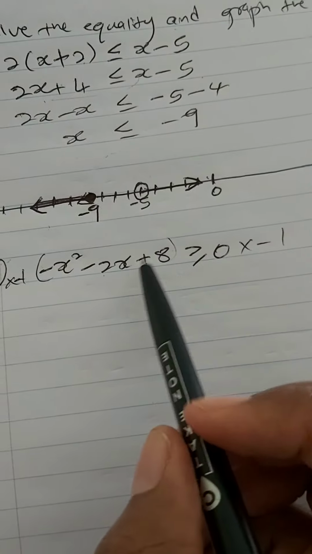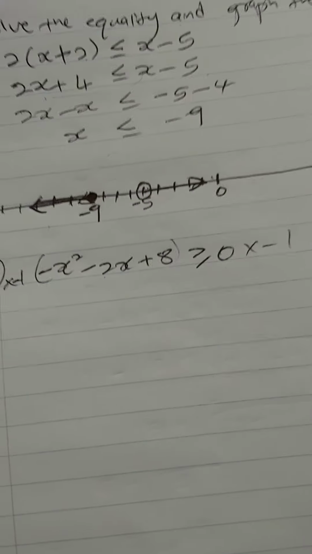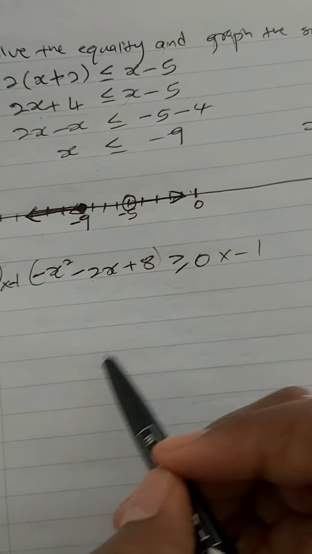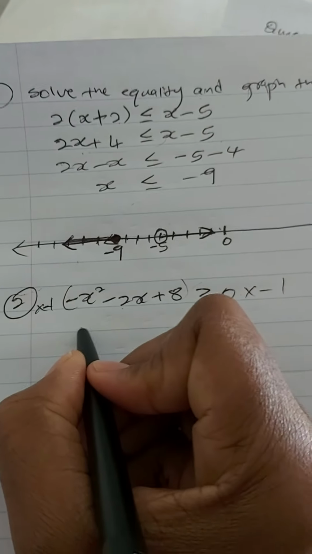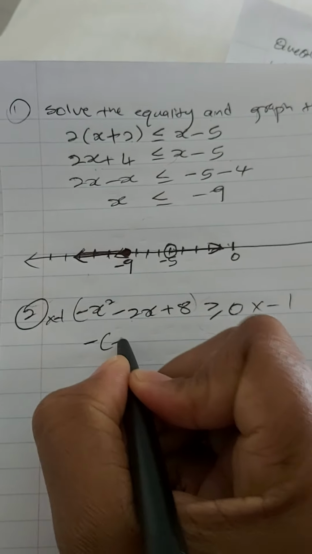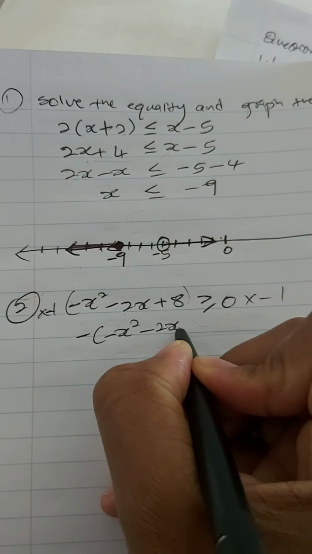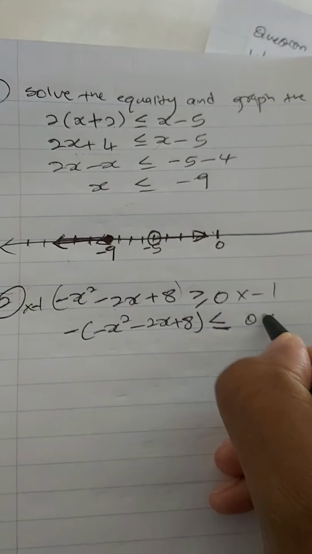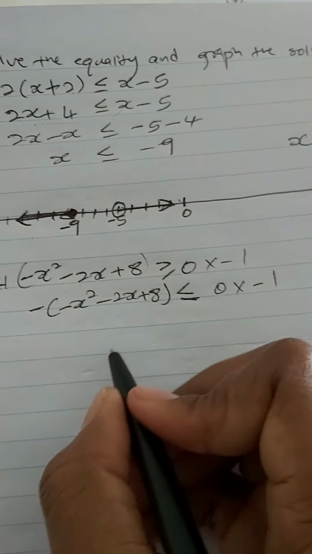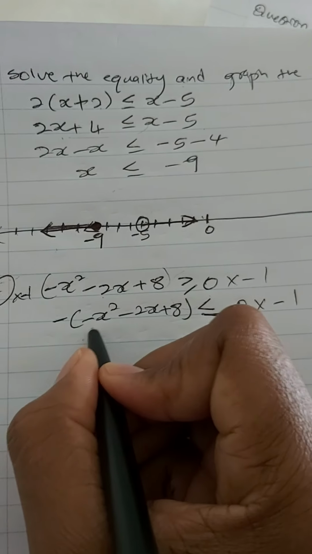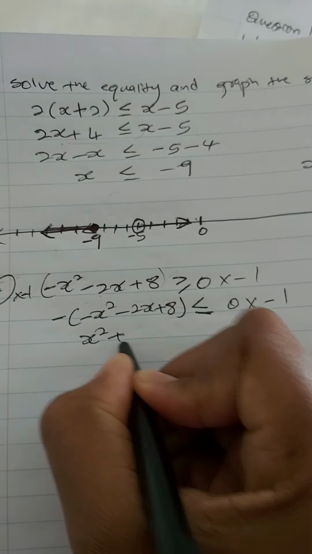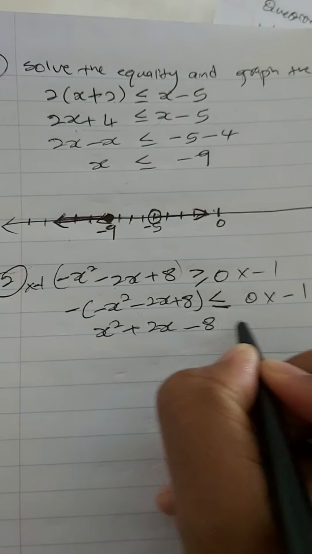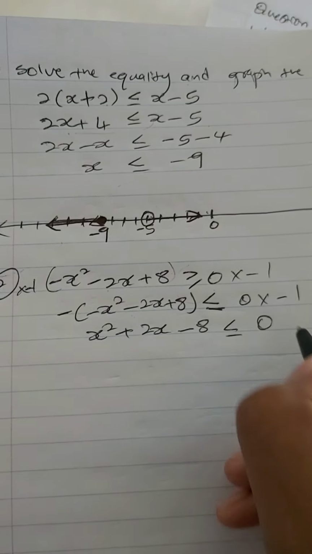So when you multiply by a negative sign, or when you divide by a negative sign, your inequality sign will reverse direction, or will change direction. So we're going to have minus into minus x squared minus 2x plus 8 is less or equals to 0 multiplied by minus 1. So therefore, we're going to have x squared plus 2x minus 8 is less or equals to 0.